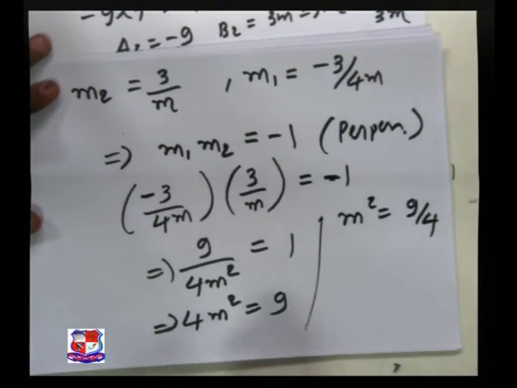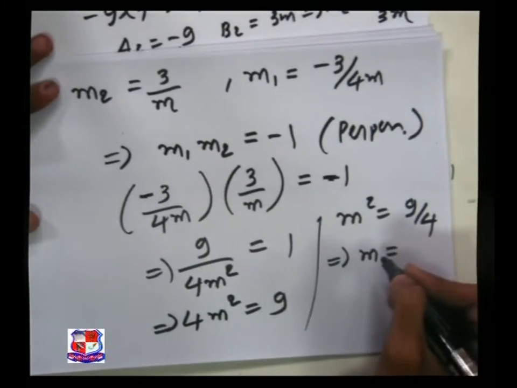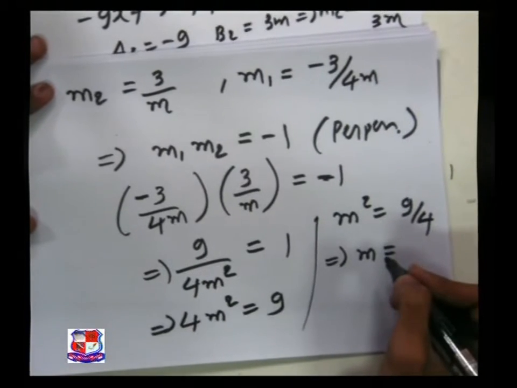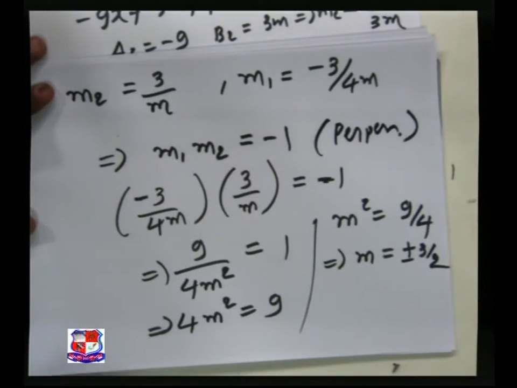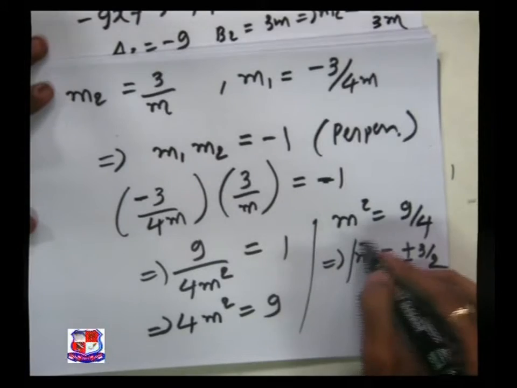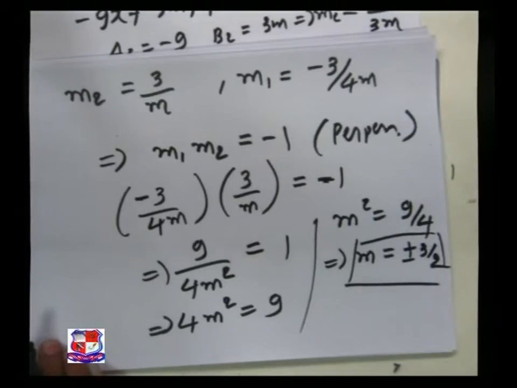Very simply we can say that m square is equal to 9 by 4. So by taking the square root of 9 by 4, we will get the value of m, that is plus or minus 3 by 2. So using the idea of the slope of perpendicular lines, we can find any unknown value which is given in the equations of any line. So in this way we can solve the example.